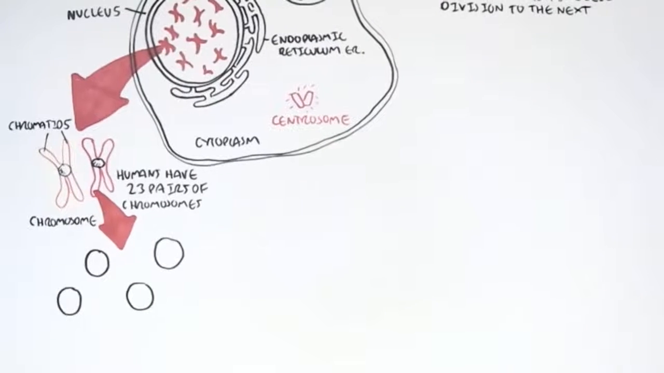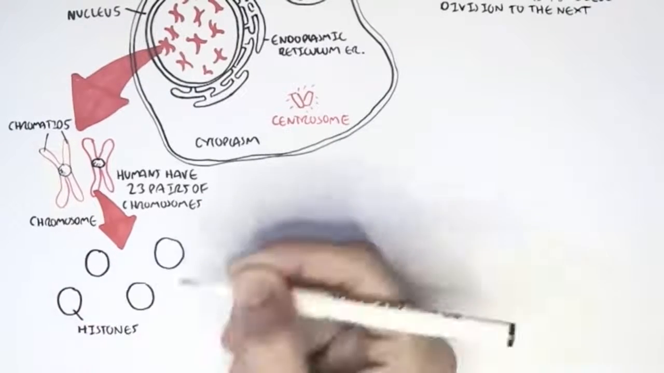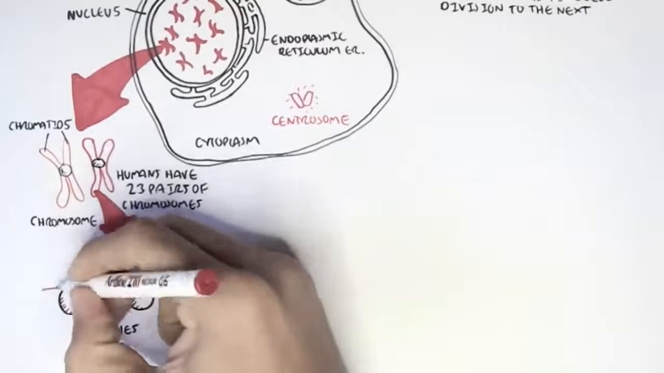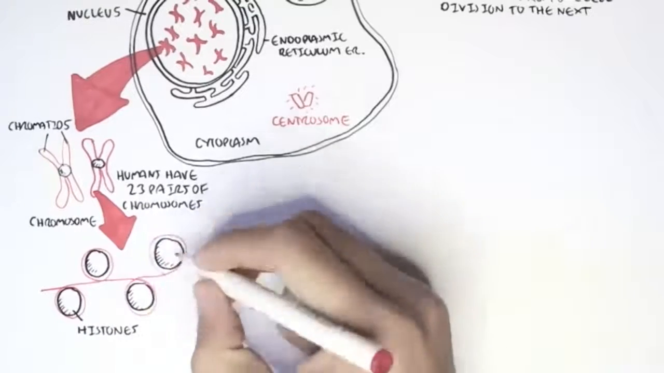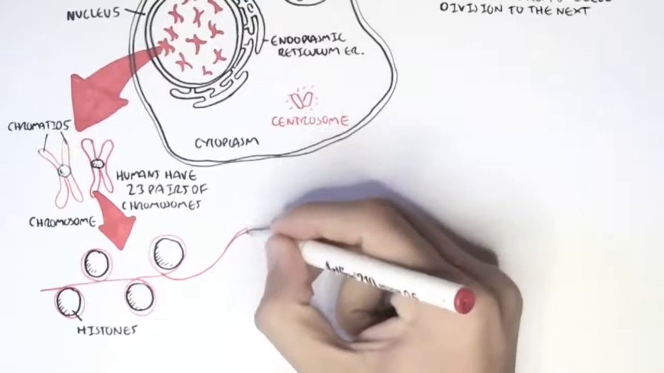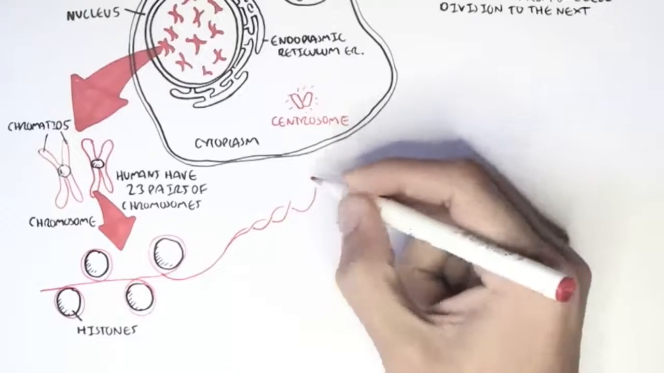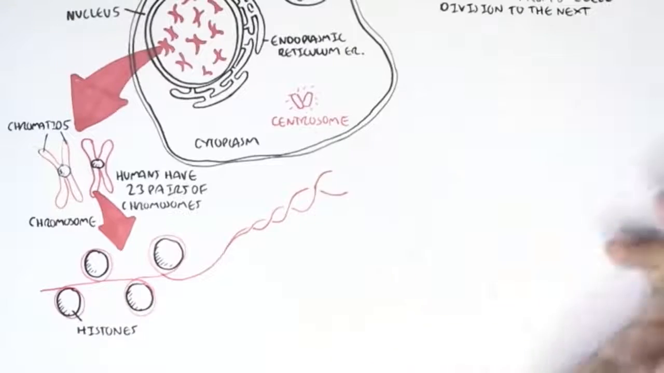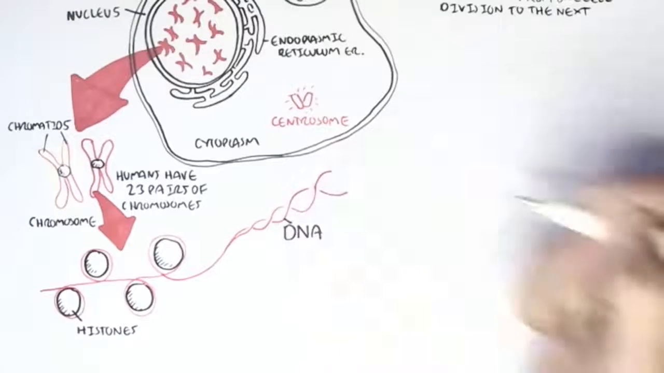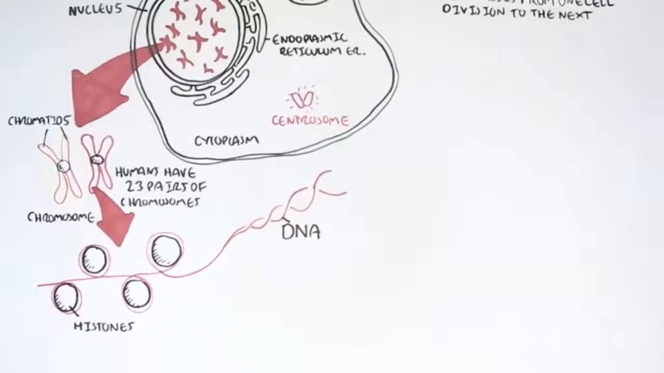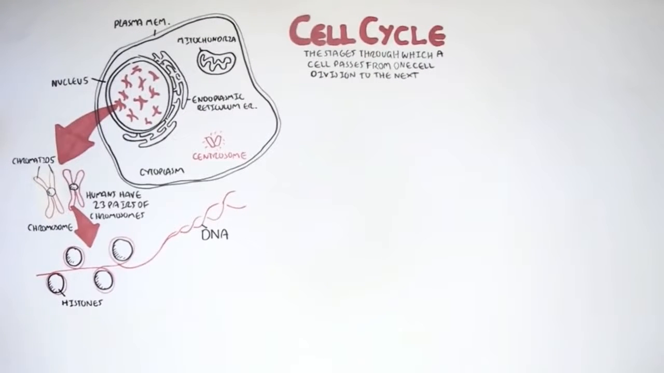Now within these chromosomes, if we zoom in, we have these proteins called histones, which actually help package our long DNA very nicely. So here is our DNA wrapping around the histones, which make up the chromosome. Now it is important to understand that we have 23 pairs of chromosomes, which means 46 chromosomes. Keep that in mind.